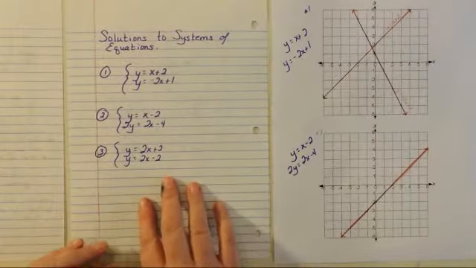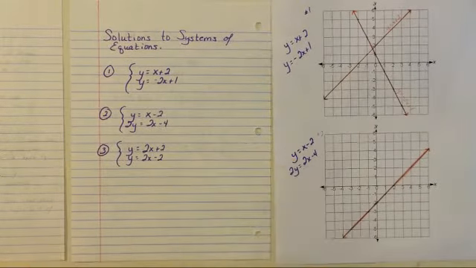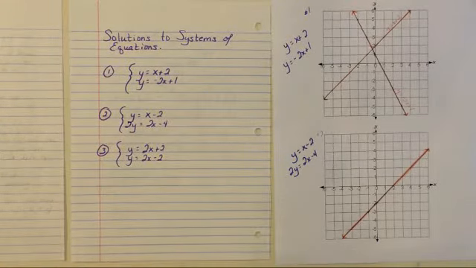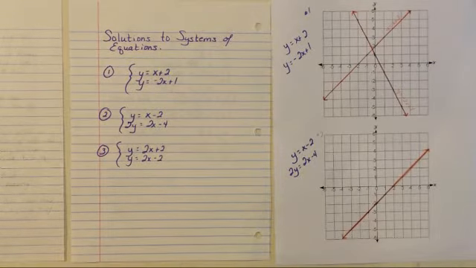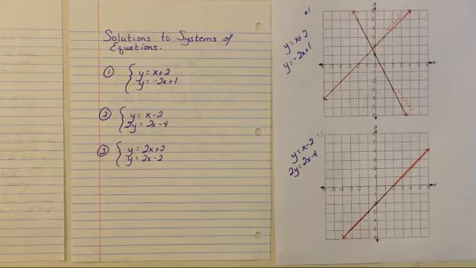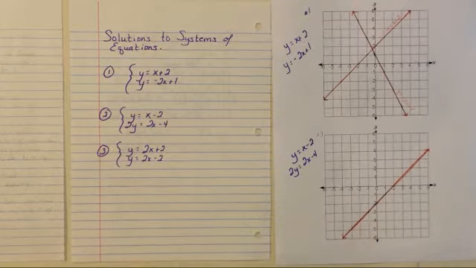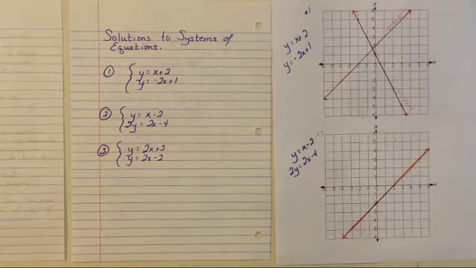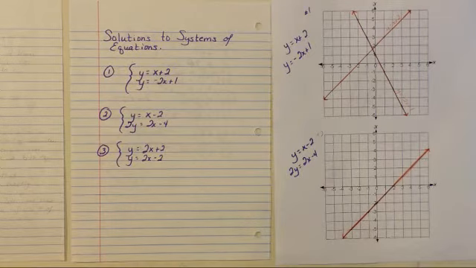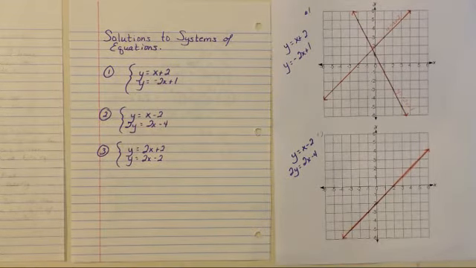Okay, here's a little bit more review. Solutions to systems of equations. When we have a system with 2 linear equations, there are 3 possibilities for the number of solutions to the equation. The first possibility is that they have one common solution where the lines of the graph cross.